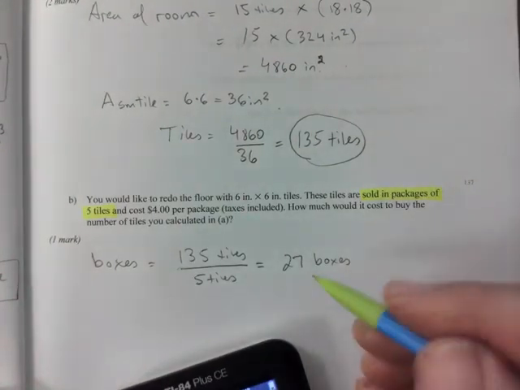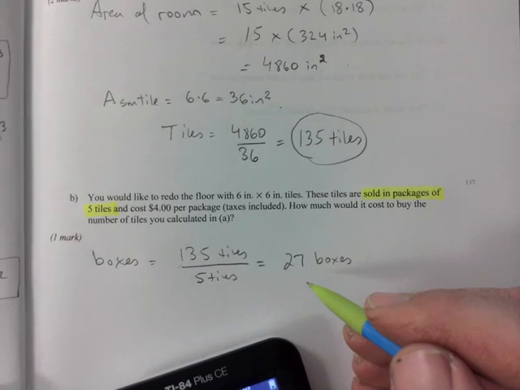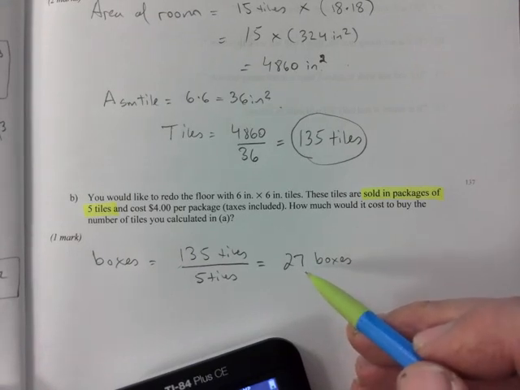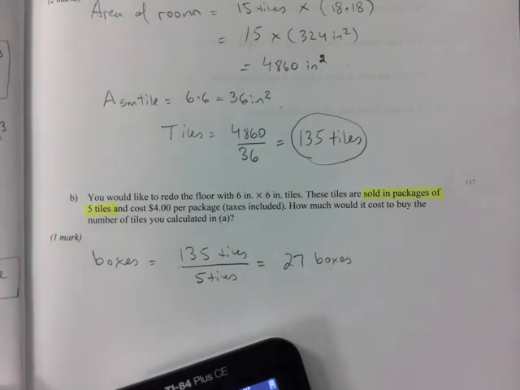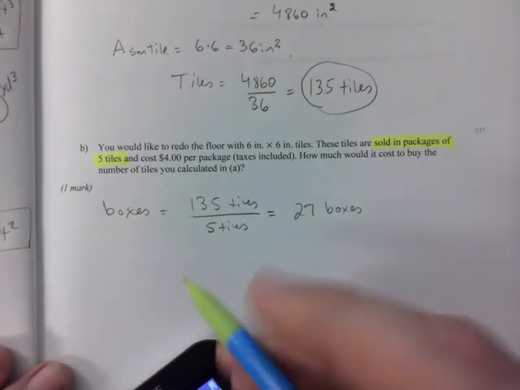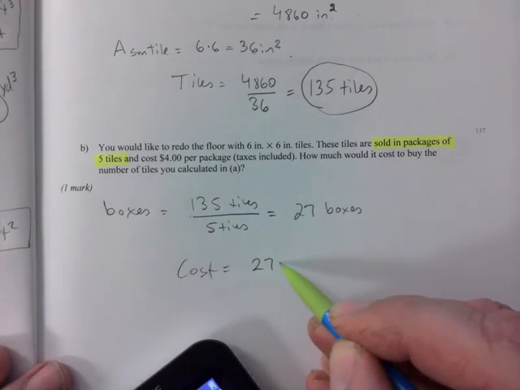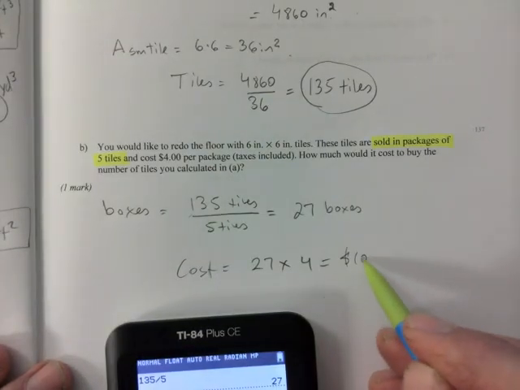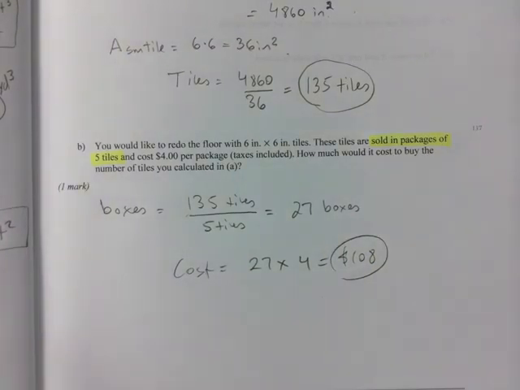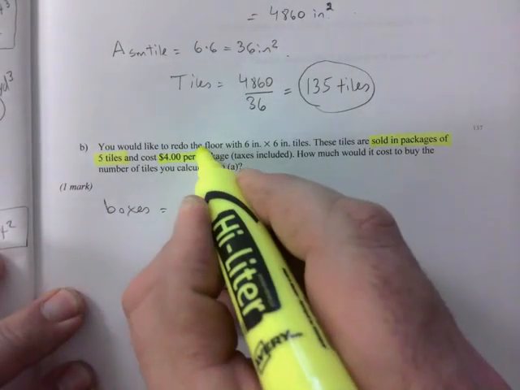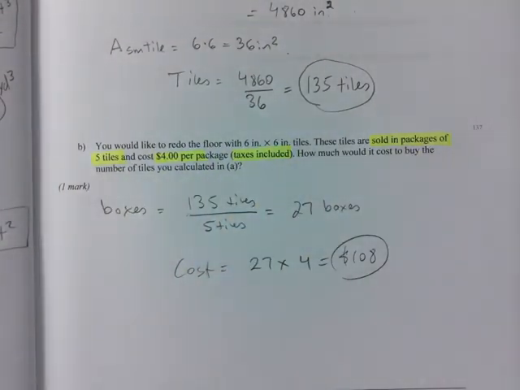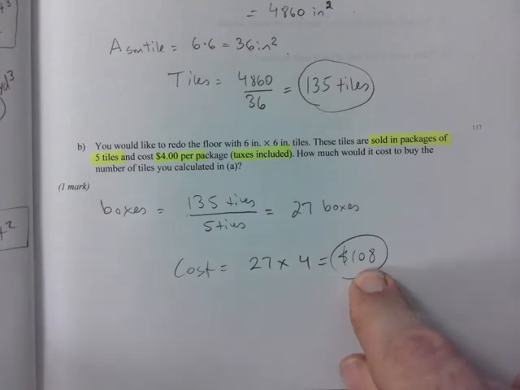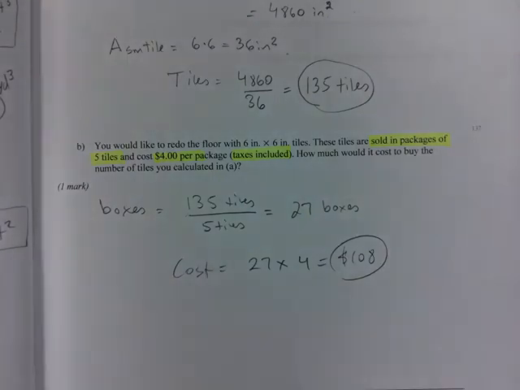So again, you would round up immediately, okay? If this had been 27.1, you have to buy 28, okay guys? You round up every time. When it's purchasing time, round up, okay? So cost is 27 times the $4, and it's 108. We do not add taxes. Why not? Because the $4 includes taxes already. If it had said plus taxes, we would need to add taxes to this, okay? Keep going.